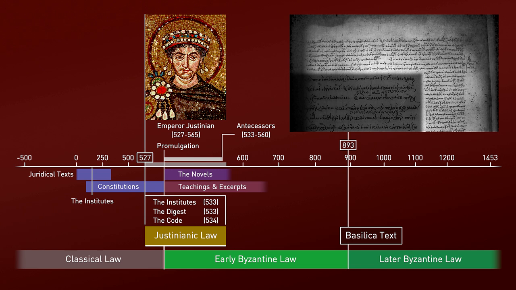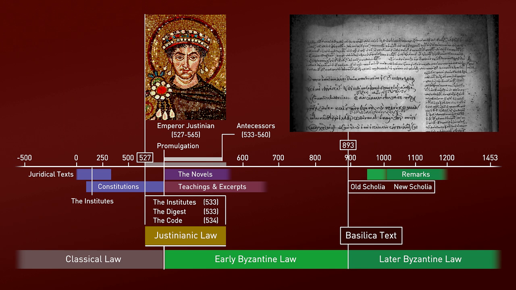They were called Old Scholia. They were inserted from the middle of the 10th century onwards. In the 11th and 12th century, remarks on the Basilica text itself appeared. These remarks are called New Scholia. Therefore, we can find in the margins of the manuscript of the Basilica both the Old Scholia and the New Scholia. The Byzantine law of the Basilica is later Byzantine law. But in the scholia we can distinguish early Byzantine law and later Byzantine law.